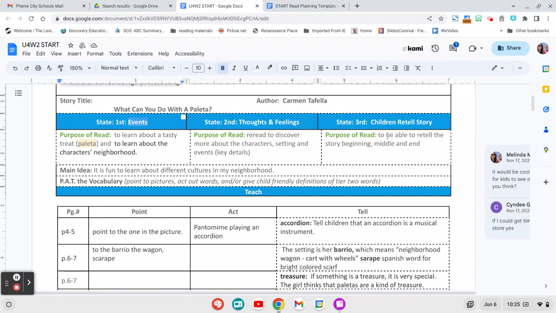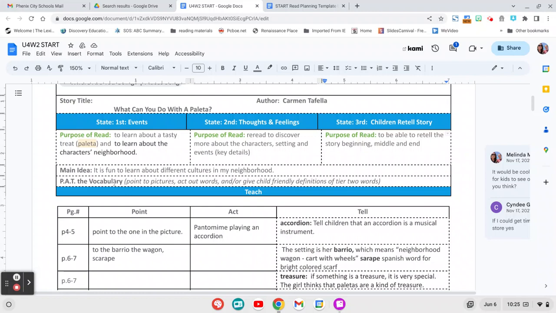The third read, the children on this one are going to retell the story back to me. So remember, on that third read, you don't have to read the whole thing. You can have the students look at the pictures, or you might have someone tell you the beginning, someone tell you the middle, someone tell you the end. That is just the retell of the story. And then you have the main idea: it's fun to learn about different cultures in my neighborhood.